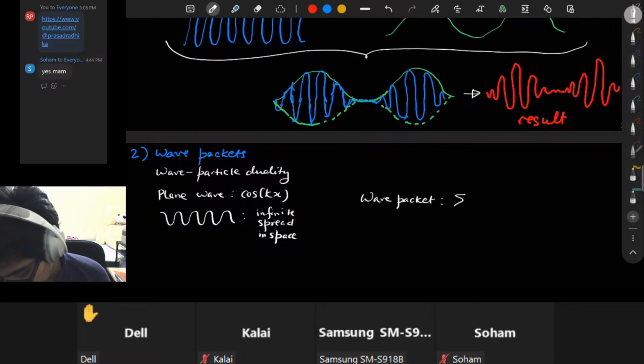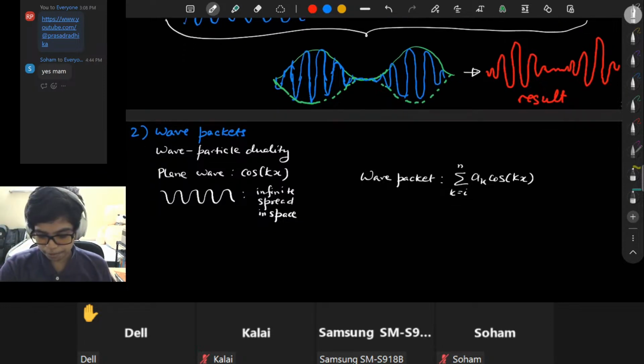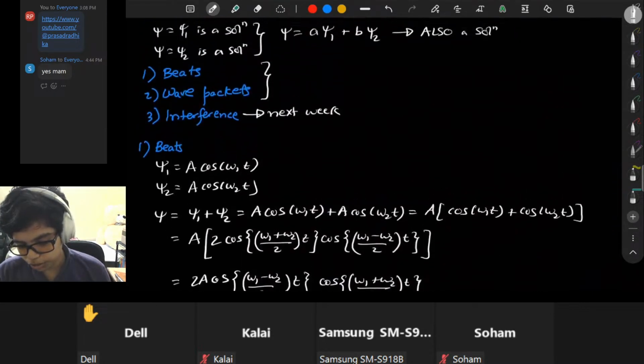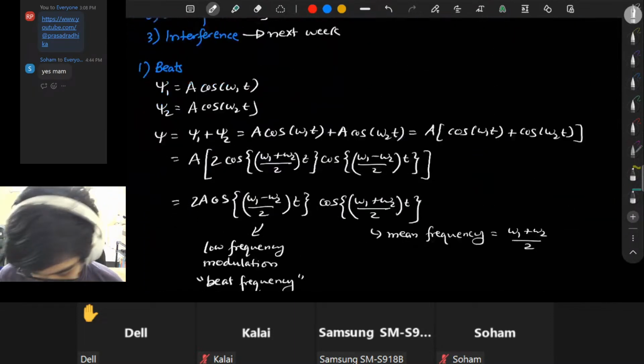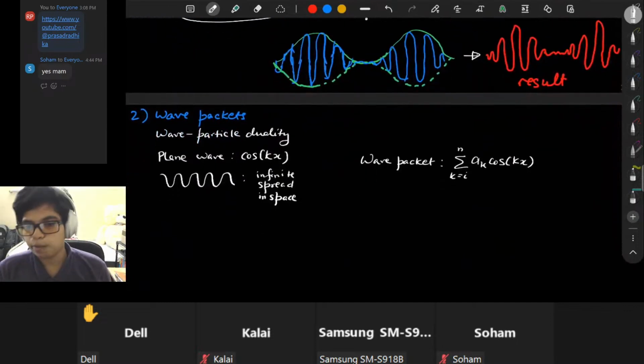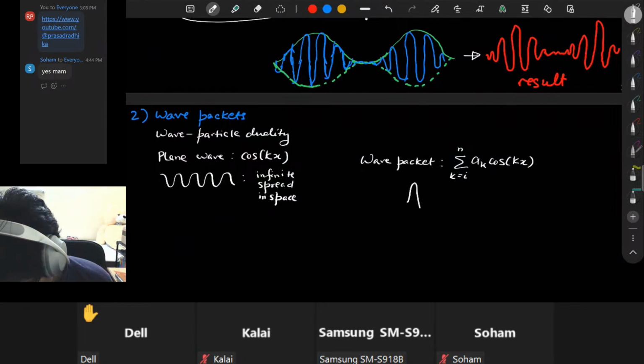Whereas a wave packet is denoted as a superposition of some amplitude a_k times cos kx, k going from an initial value to a final value. And this is valid because of the principle of superposition that I just defined over here. That's why it's an application of the principle of superposition. Because of this superposition, we can define this wave packet. When you add these waves, it will look somewhat like this.